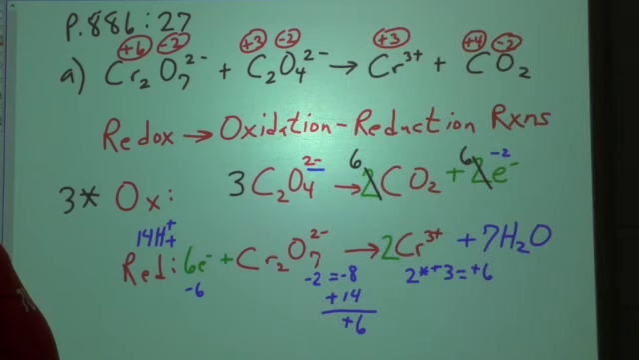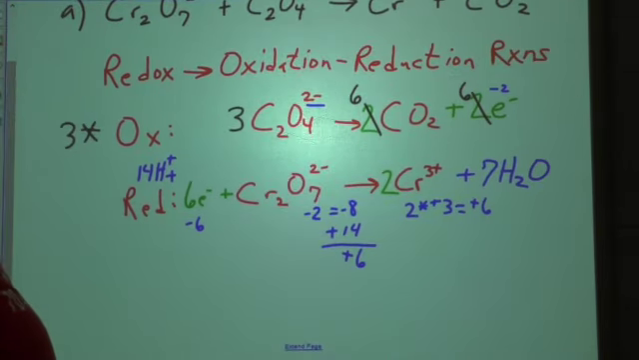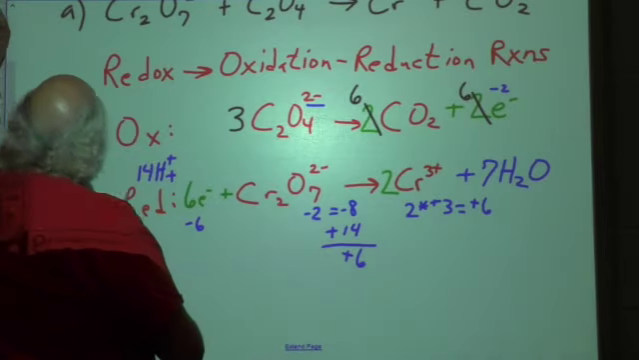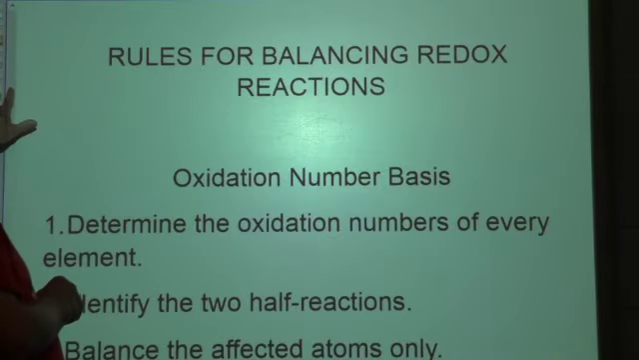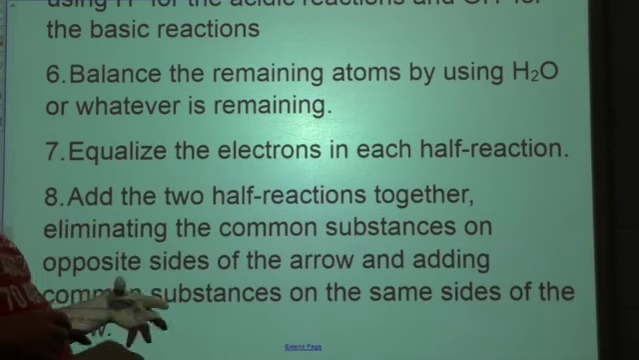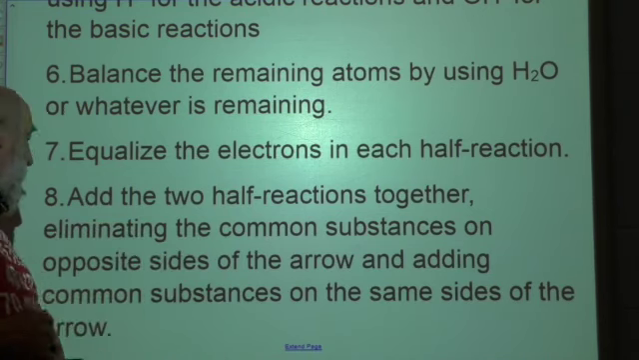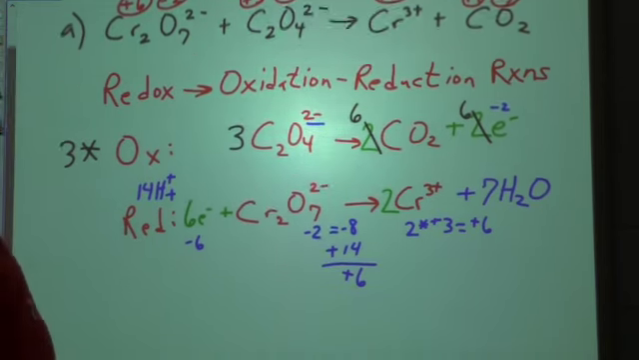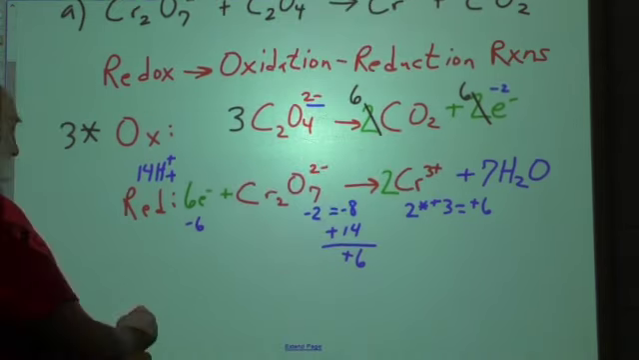All right? So, last thing to do, according to this, add the 2 half reactions together, eliminating the common substances on opposite sides of the arrow and adding common substances on the same sides of the arrow. So, if we take a look at this, we're going to add these 2 together. Let me put a gigantic line here.